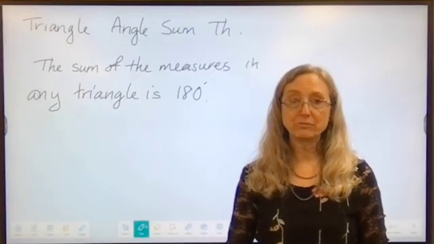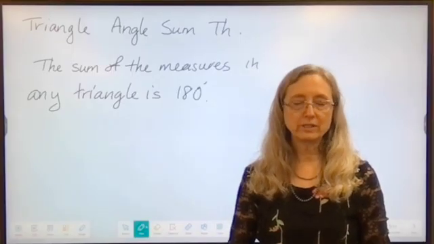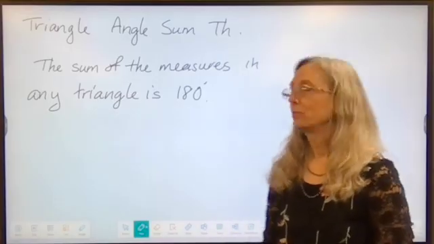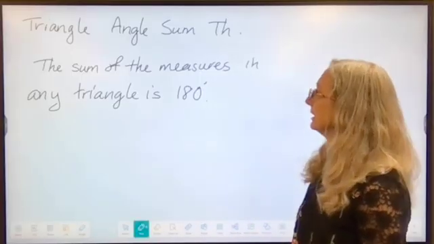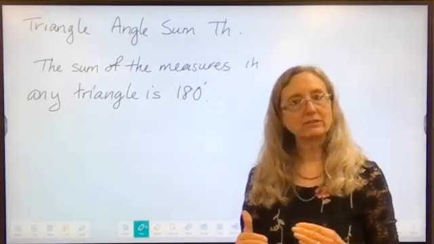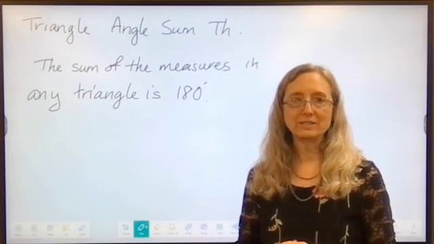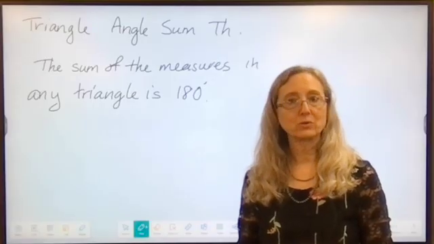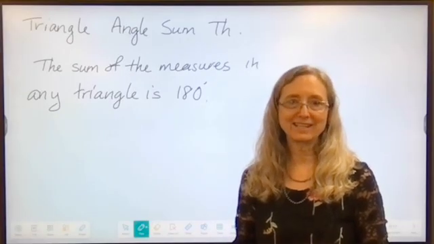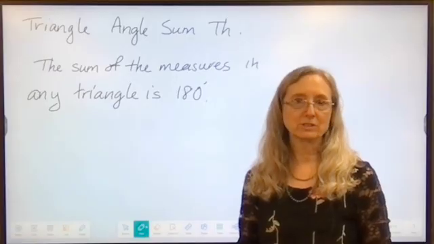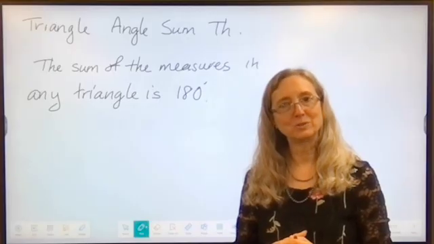Okay, we have a new theorem for your notebook. This is the triangle angle sum theorem, which I think you already know, but it's very, very important. It basically says the sum of the measures of the angles in any triangle is 180 degrees. If you add the three angles of any triangle, I don't care what shape it is, they will always add up to be exactly 180 degrees. There are a couple different proofs in your text about why that's the case, which I won't walk through, but I will just let you know, don't forget, the angles always add up to be 180 degrees.